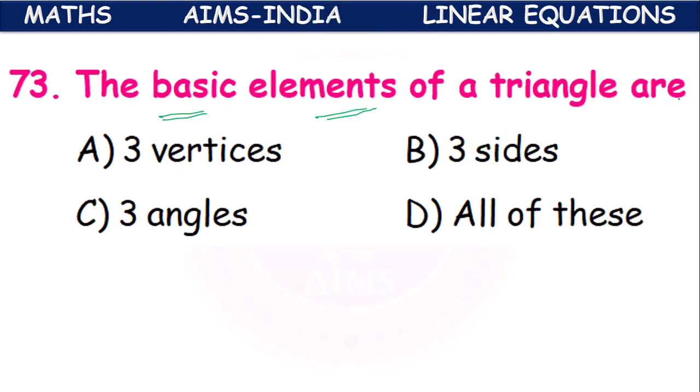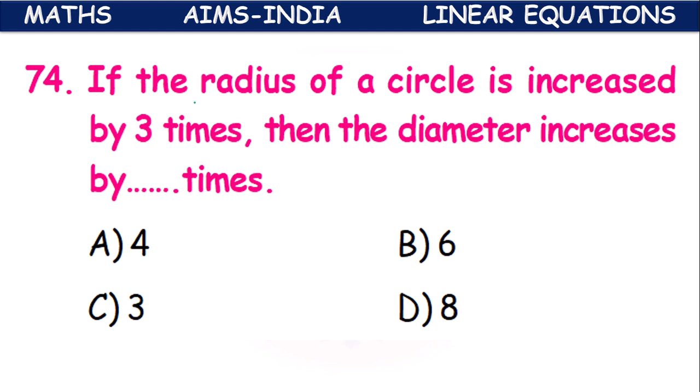The basic elements of triangle are 3 vertices, 3 sides, 3 angles. So answer all of these. Radius increased by 3 times, diameter increased by 6 times. Repeated question.